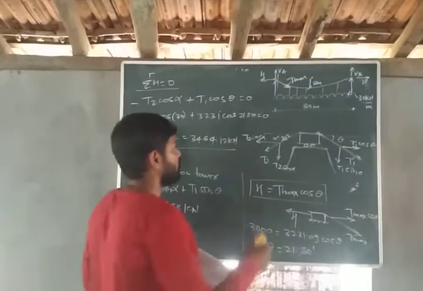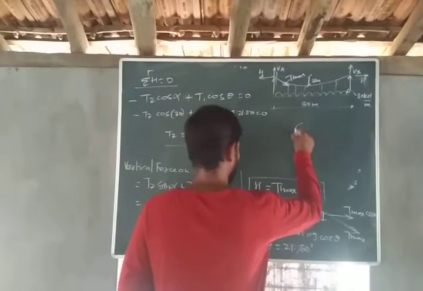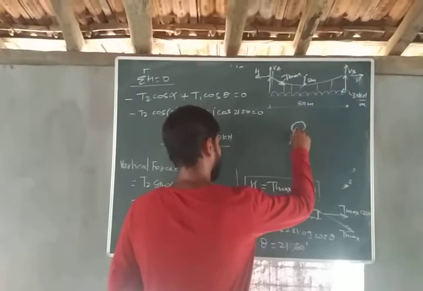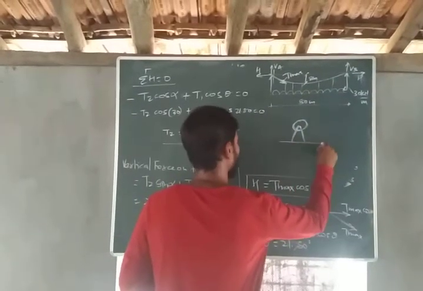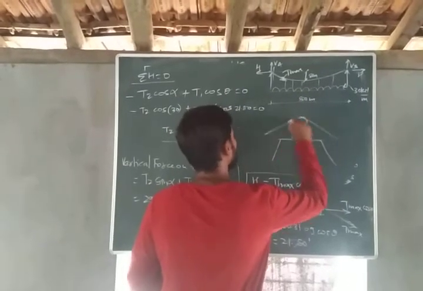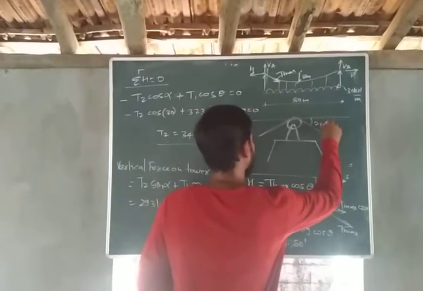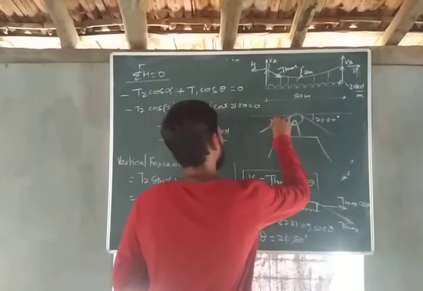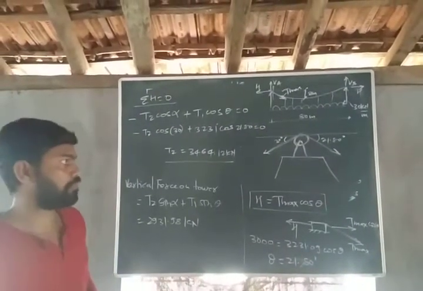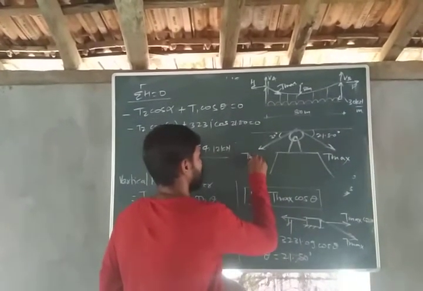Now second condition is all the dimensions will remain same. In second condition, only support condition will change. So this angle is 21.80 and this is 30 degree. Now here the tension on both sides will remain same. So here it is T max. So here also T max.